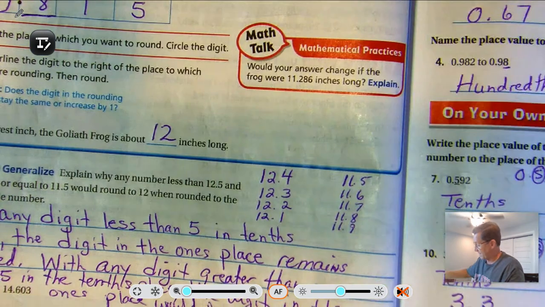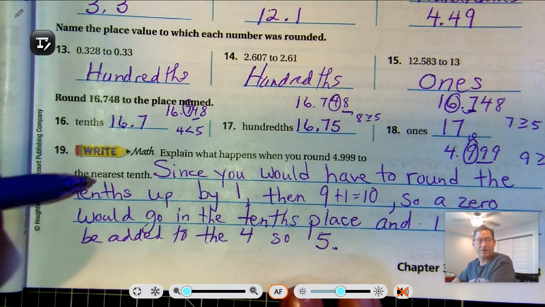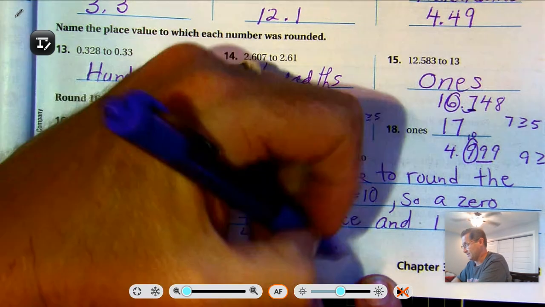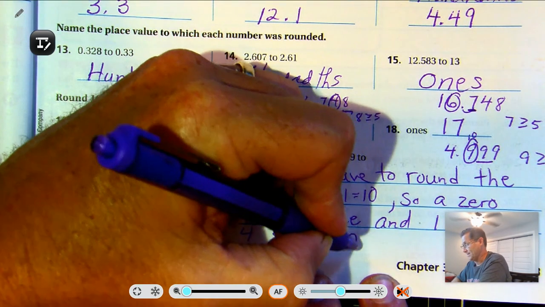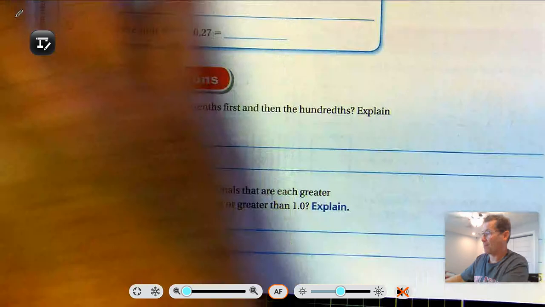And that brings something to my attention here. On number 19, I overlooked that we are still rounding to the tenth, so it wouldn't be just 5, it would be 5.0, because we do have to have the tenths place. All right.